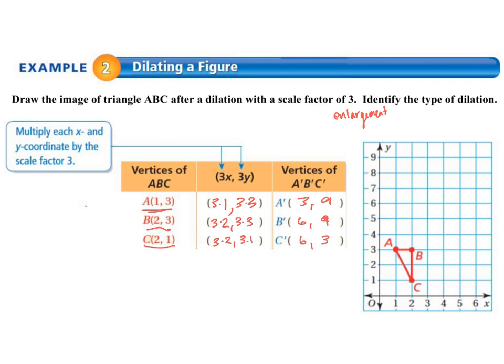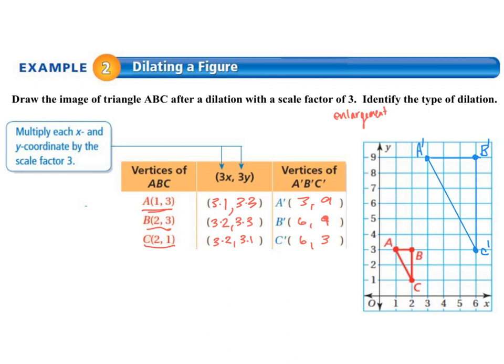So let's plot those points. We've got A prime at 3, 9. B prime is at 6, 9. And C prime is at 6, 3. And I'll draw in the lines. And that's it. That's our image.